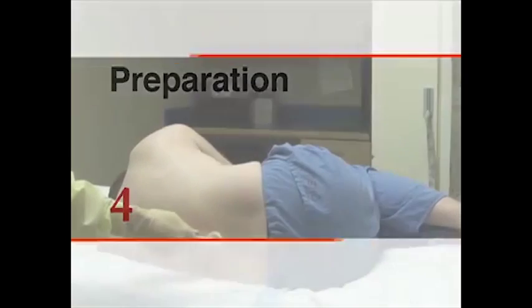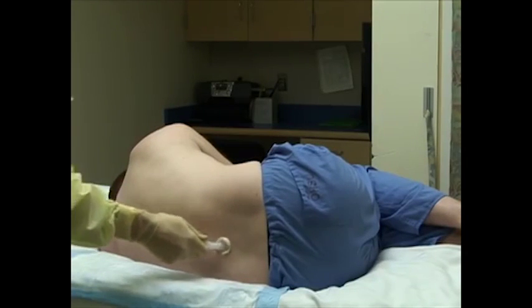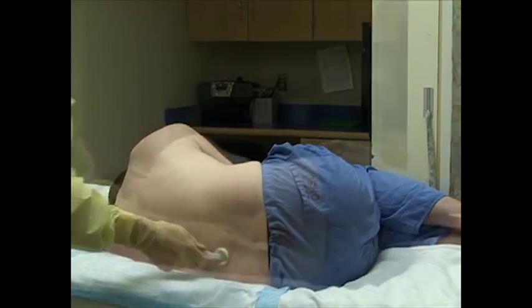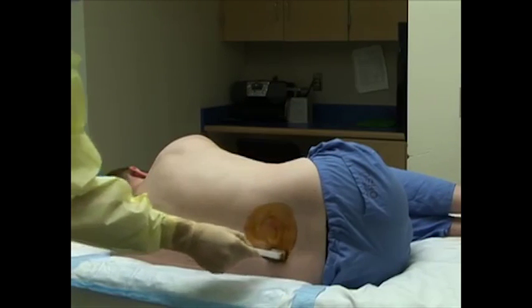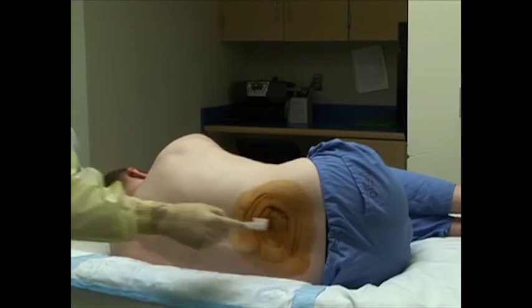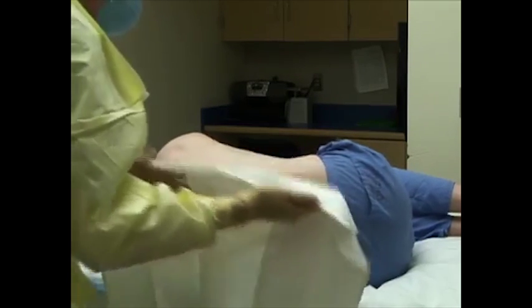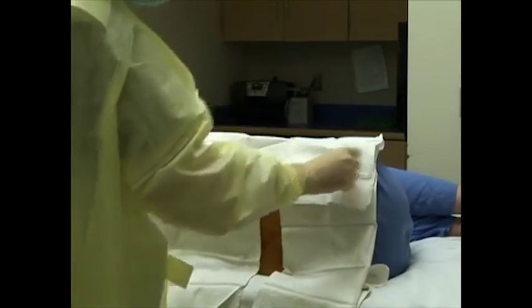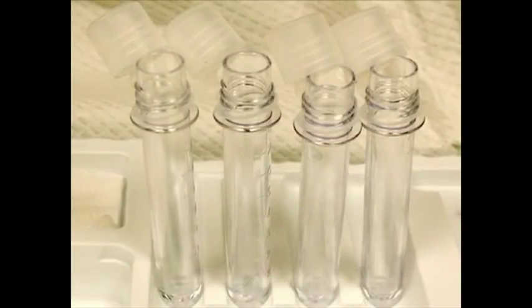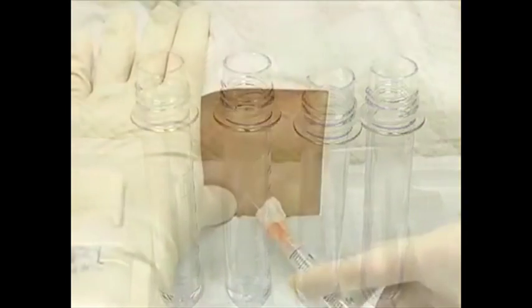While wearing sterile gloves, clean a sufficiently large area of the overlying skin with a disinfecting agent such as chlorhexidine or povidone iodine using a pattern of widening concentric circles. Drape the area with sterile drapes. Lay out the collection bottles in the order of priority for the diagnostic indications.